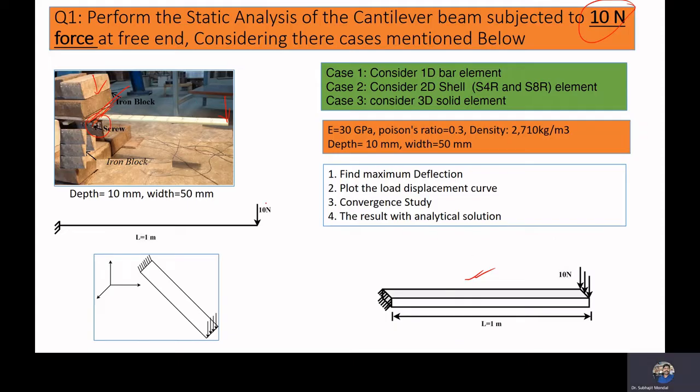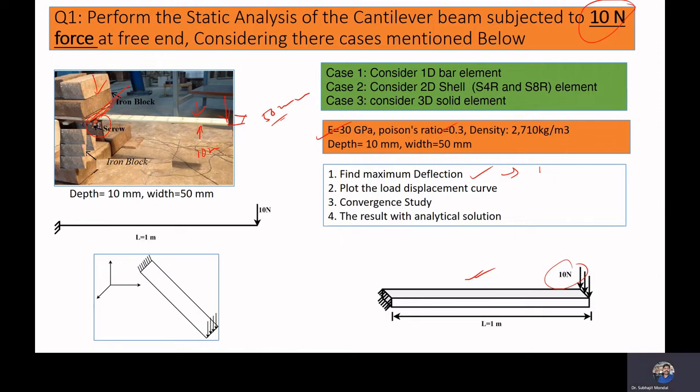Here you can see the dimensions are given: 10 mm is your depth, and this is your width, which is basically 50 mm. The properties are given: 30 GPa and Poisson's ratio is 0.3. Here we'll try to find the maximum deflection due to this 10 Newton force, and thereafter we'll see how we can do the convergence study.